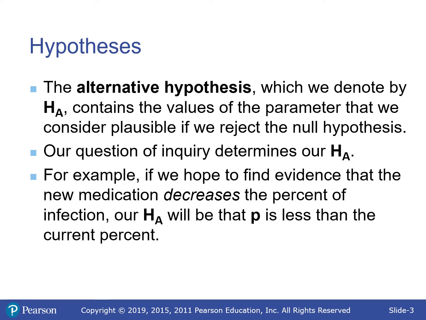So the example here, if we hope to find evidence that a new medication decreases the percent of infection, the alternative would be that P is less than the current percent. I think that the dice we are testing is rigged so that 6 is going to come up more often. So my null hypothesis was P equals 1/6. My alternative hypothesis would be P is greater than 1/6. Notice everything is the same except for the signs. The null hypothesis is always equal to. The alternative has 3 options. It could be greater than, it could be less than, or it could be not equal to, depending on what we're looking at. This one it's less than, because it's decreasing the percent of the infection.